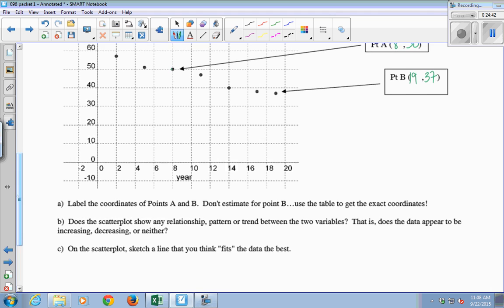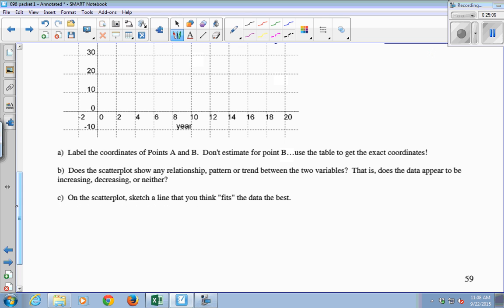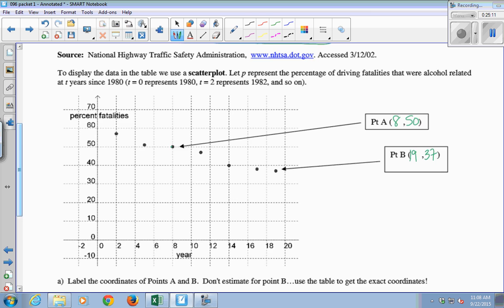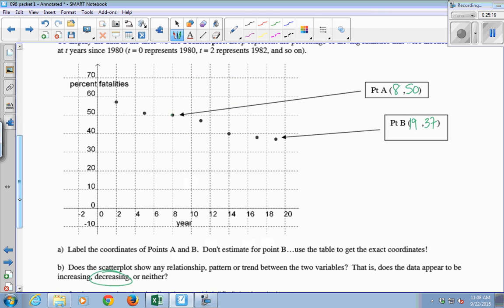Does the scatter plot show any relationship, pattern, or trend between these two variables? Yeah, it shows that we have a decreasing trend. As years go on, the percent fatalities due to drunk drivers is going down. So we have a decreasing relationship. The data appears to be decreasing. You might have noticed it when you just looked at the table of values, but we have this really nice visual when you plot them that shows a decreasing trend.